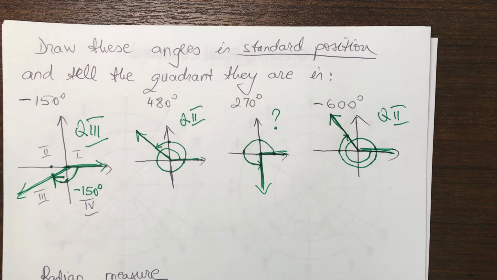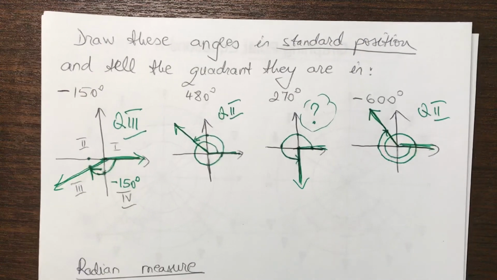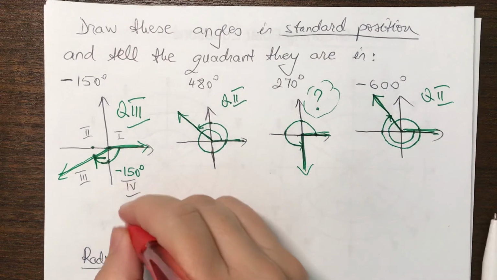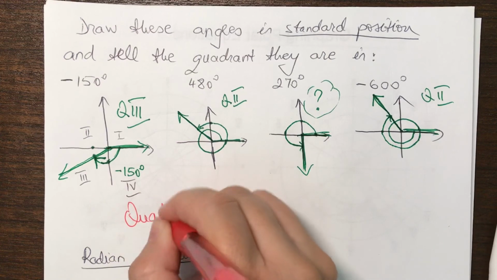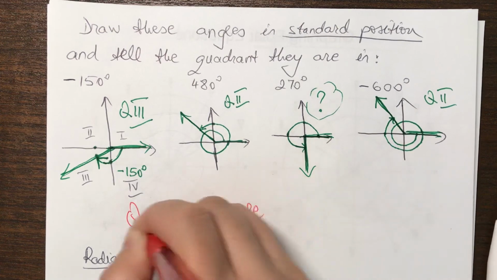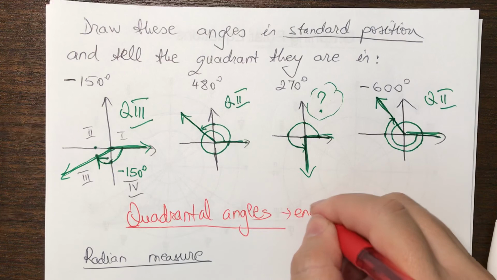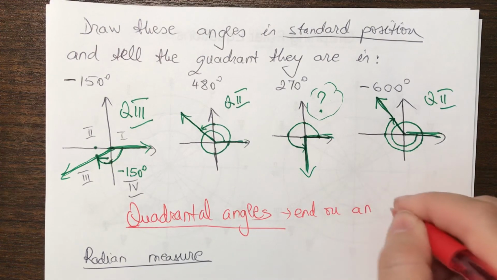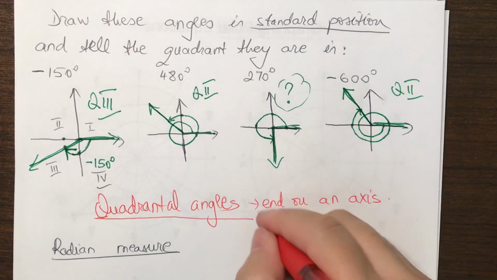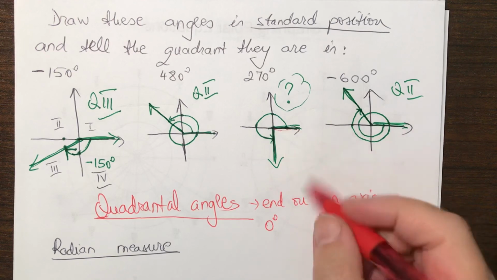Okay, so what if I don't end up in a quadrant, but I end up on one of the axes? We call these quadrantal angles. And quadrantal angles end on an axis. And which ones are quadrantal angles? By the way, 0 degrees. Yes, stay right here. Terminal side, same as initial side, staying right there.